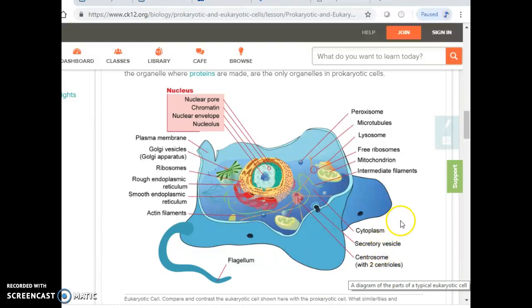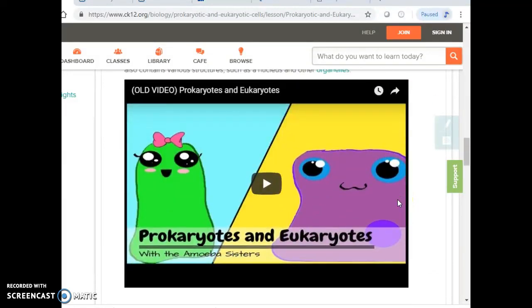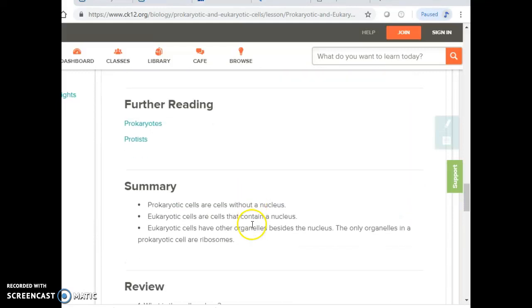One thing to remember is that there is no cell wall. So if you think back, recall, that was one of the earlier labs that we did, and being able to differentiate between the two. Here's a chart that I would just like to point out. Nucleus: no in prokaryotic, yes in eukaryotic. Yes, they both contain DNA. Cell wall is dependent in a eukaryotic cell, because a plant cell has a cell wall, whereas the animal cell does not. And there is a cell membrane and membrane-bound organelles in eukaryotic and not in the prokaryotic. Ribosomes are in both.